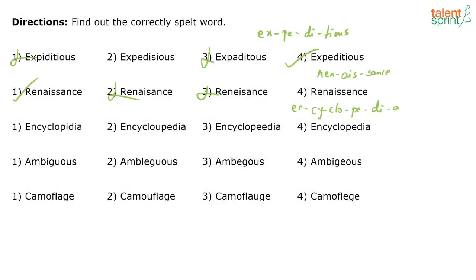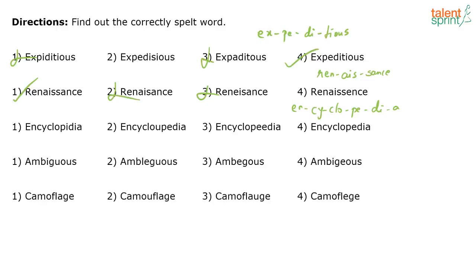Every time you say the word, one vowel sound is one syllable. En, cy, clo, that brings in the vowel sound of O. Pe, that's another syllable. Di, that's another syllable. A, that's another syllable. So you have to be very thorough with your vowel sounds and your syllables, so that you don't make any mistakes in breaking those vowel sound units.